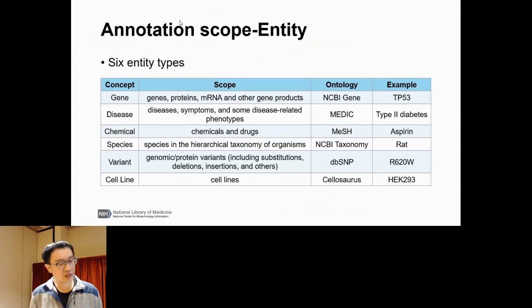Next, I will introduce our annotation scope. In the dataset, we annotate 6 entity types, including gene, disease, chemical, species, variant, and cell line. To resolve term variants and ambiguity, we normalize the entity mentions to specific ontology identifiers. For example, we link gene entity mentions to NCBI Gene.